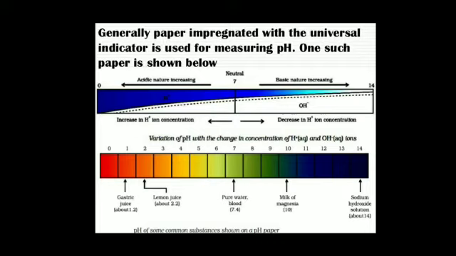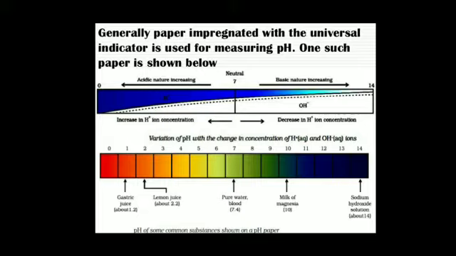This is a diagram of pH. So 0 to 7 is acidic in nature, 7 to 14 is basic in nature. If you are moving from 7 to 14, there is a decrease in hydrogen ion concentration but an increase in the hydroxide ion concentration. If you are moving towards 0 from 7, there is an increase in the hydrogen ion concentration.